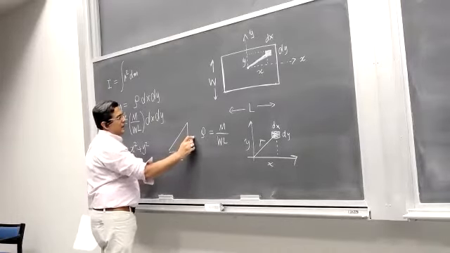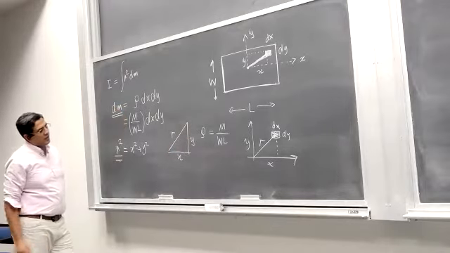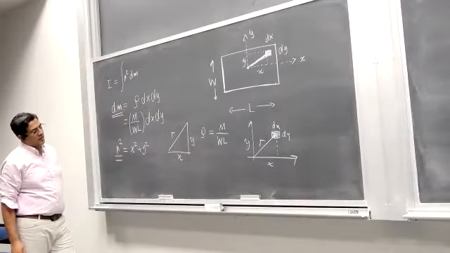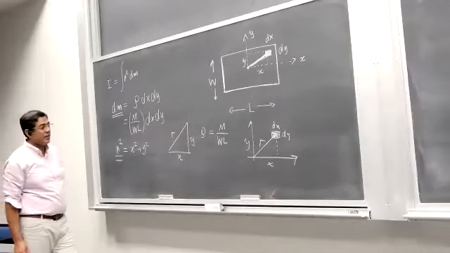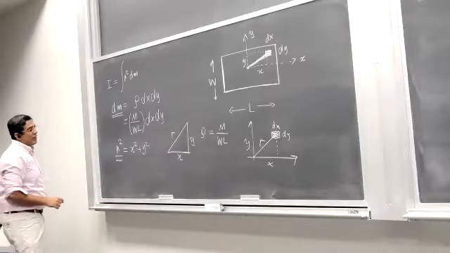If this is x, this is y, then what is r? How is r related to x and y? r squared is equal to x squared plus y squared, isn't it? Okay, if this was your question, then good.